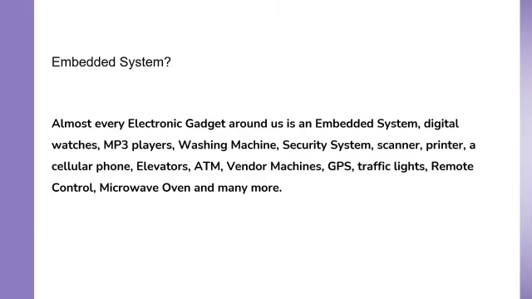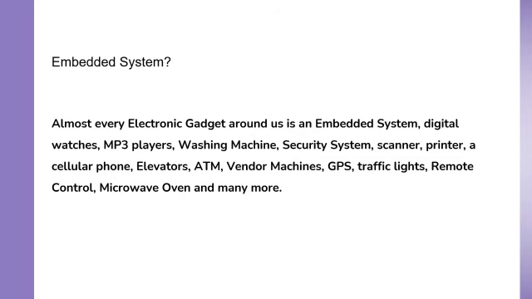Where is an embedded system used? Almost every electronic gadget around us has an embedded system: digital watches, MP3 players, washing machines, security systems, scanners, printers, cellular phones, elevators, ATMs, vending machines, GPS, traffic lights, remote controls, microwave ovens, and many more things come under embedded systems.